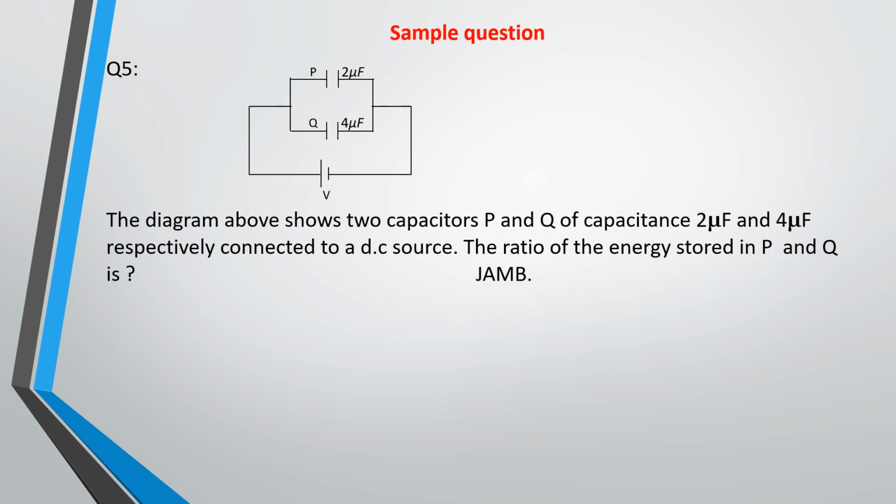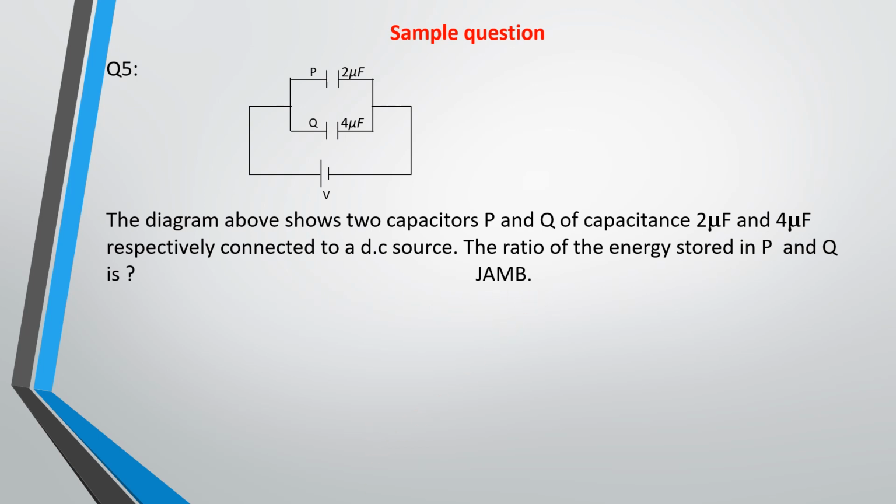Fine. This is another question that we need to look into. The diagram above shows two capacitors P and Q of capacitance 2 microfarad and 4 microfarad respectively connected to a DC source V. The ratio of the energy stored in P and Q is what?